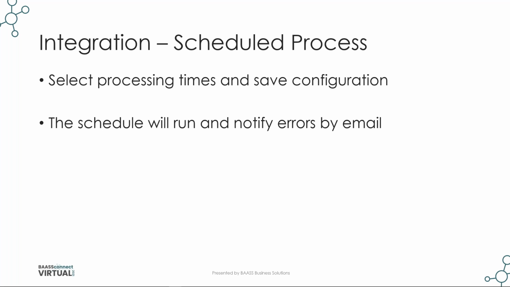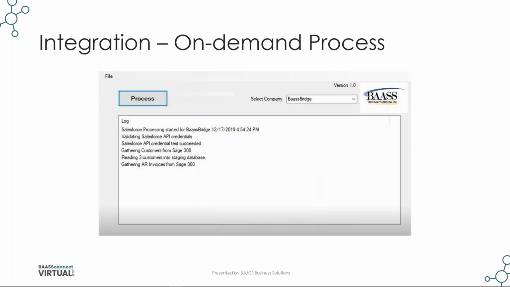And in either of these processes, if there are any errors, we will notify a designated user by email so that they can check and verify what the errors are and correct them to sync the data again. This is what the on-demand process would look like. This is an example with Salesforce integration, whereby once you launch and say, I want to sync, let's say, my invoice information or revenue information right at this point in time, you're able to launch the screen and hit the process button to sync the data at that time, so you don't have to wait for the scheduled time.